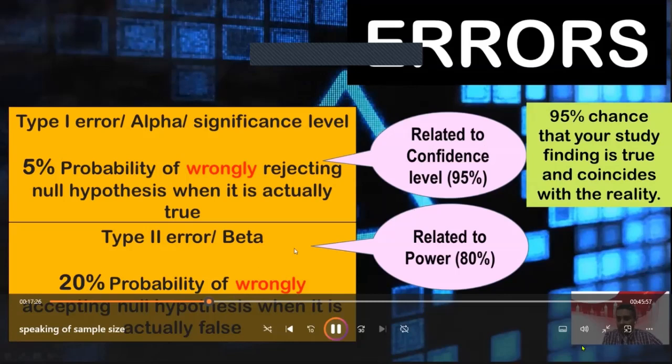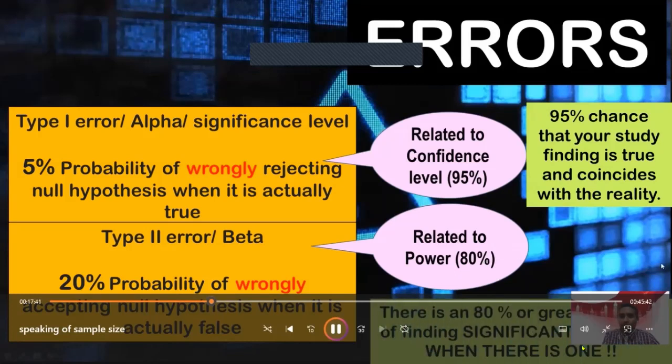And coming to type 2 error. Type 2 error you're going to keep at 20% probability of wrongly accepting the null hypothesis when it is actually false. And it is related to power. When it's 20%, 100 minus 20 is 80. 1 minus beta is power. And what is power here?